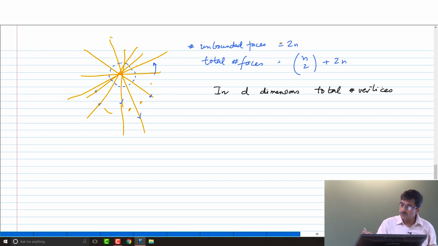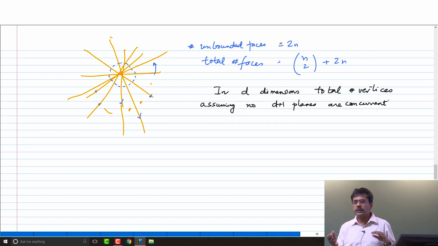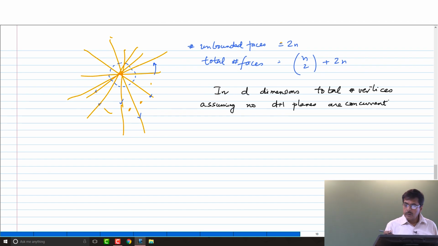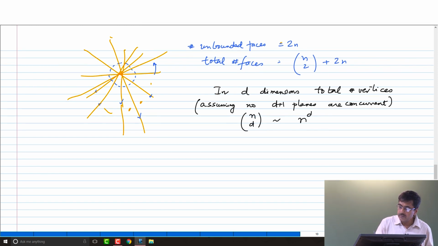So I am saying in d dimensions the total number of vertices, assuming no d plus 1 planes are concurrent. It just keeps our calculations easier, and it's also the worst case. Actually, if they are concurrent planes, there are fewer vertices. You can argue that. So that will be n choose d, right? And roughly about n to the power d.